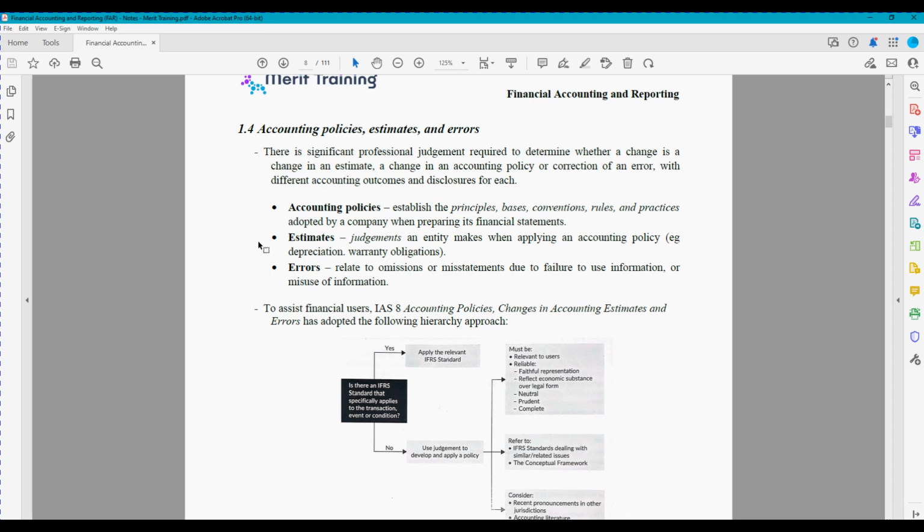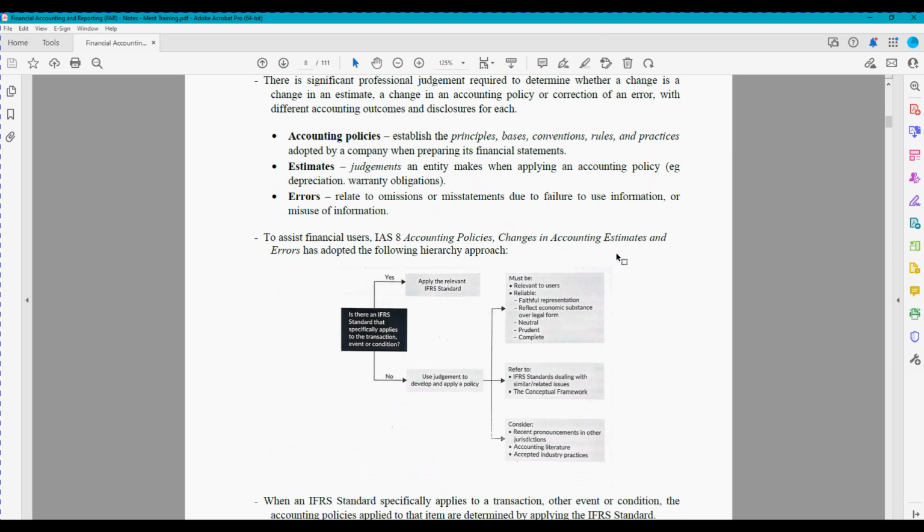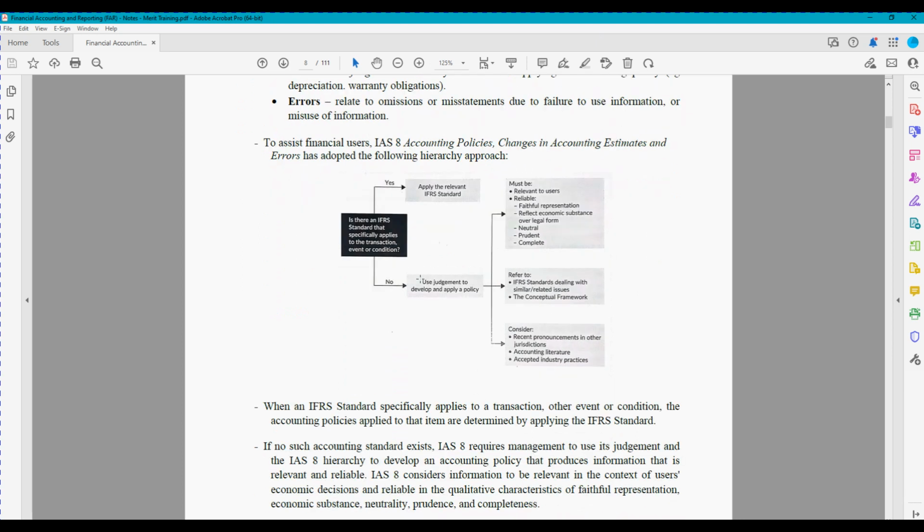So there's a specific IAS accounting standard called IAS 8, which covers these areas: accounting policies, change in accounting estimates, and errors. So there's this hierarchy model which tells you basically how to approach it depending on what's happened. So the first one is, is there a standard that specifically applies to the transaction? If it's yes, then you apply that specific standard. If no, then you use judgment and apply a policy.